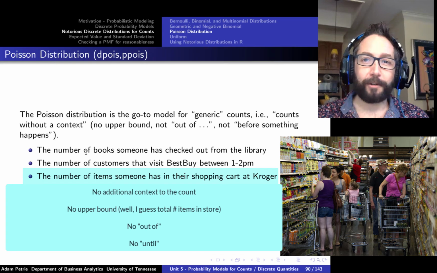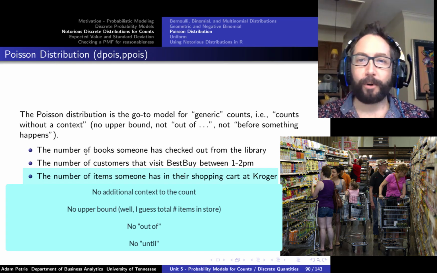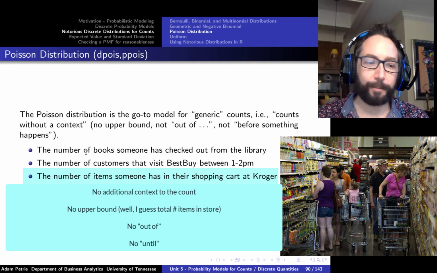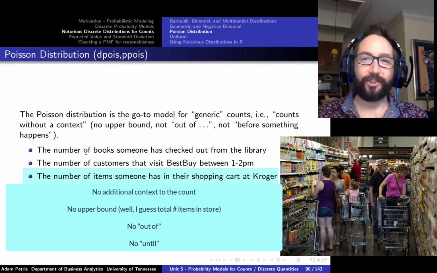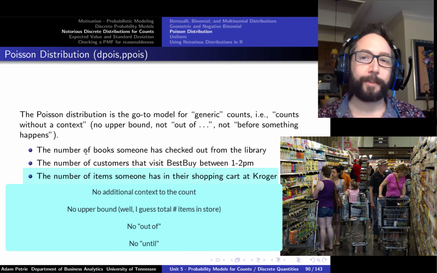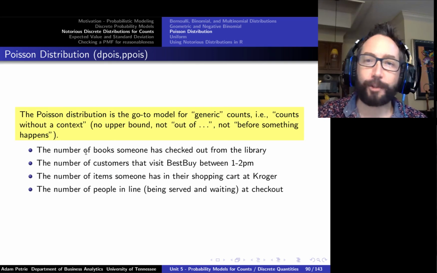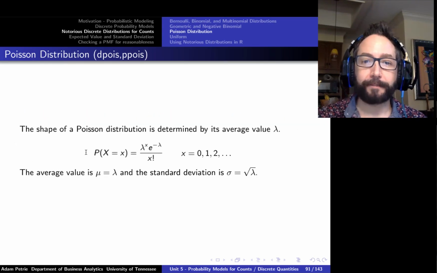It could be 0, could be 1, 2, 3, 4, etc. There's no hard cap upper bound. We're not counting up the number of successes out of n trials. We're not counting up the number of failures before something happens. We just got a generic count in mind. The Poisson distribution, in this case, is going to be our go-to. So counts without a context, just generic counts. The Poisson distribution has proven to be immensely useful for coming up with a reasonable probability model.